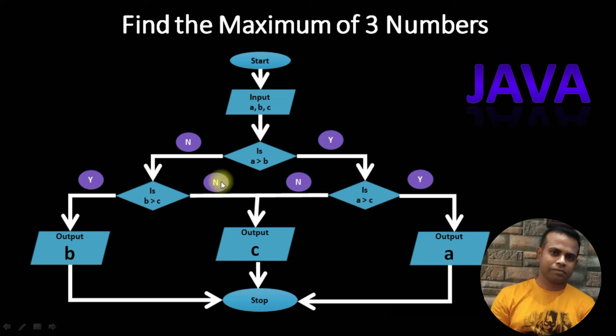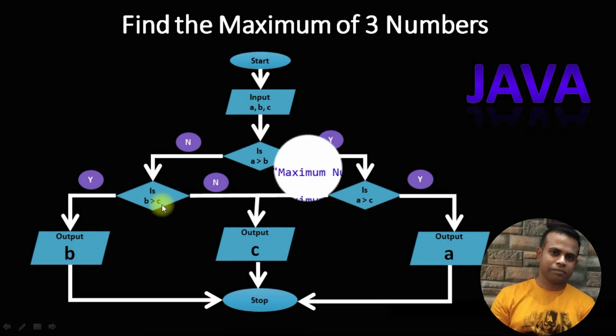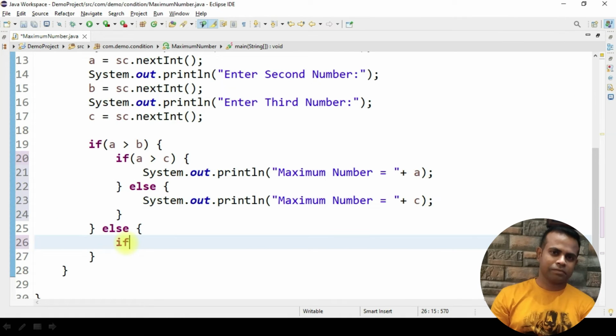Then we have to create the logic for our else block, that is basically our left side. So under the else block, what we have to do is first create a condition: if b greater than c. If that is okay, that means b is the bigger number, so we have to print that b is the maximum number, else we have to create an output statement that c is the maximum number. So what is our else block condition again? This is basically if b greater than c. So here we have to create the condition if b greater than c.